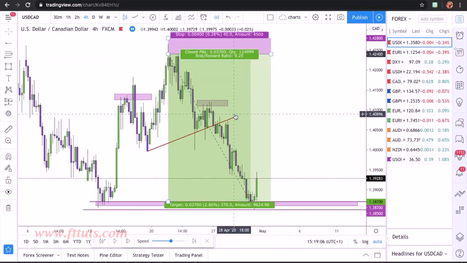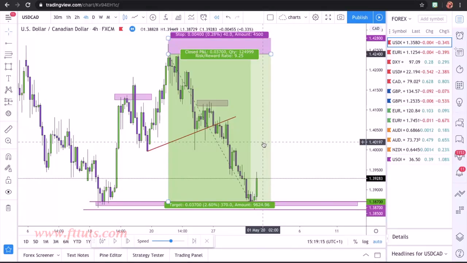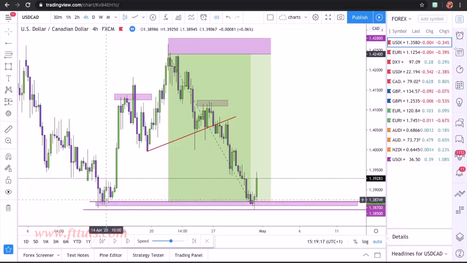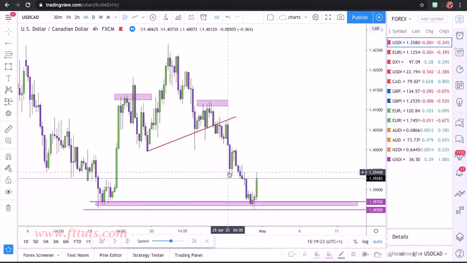Okay, so basically that was a 1-to-9 ratio, so we risked 40 pips to make 370 pips. That's a really good trade. And then once you see, obviously, that it's going to reverse, you want to get out of that sell. So now we're looking to buy, okay?